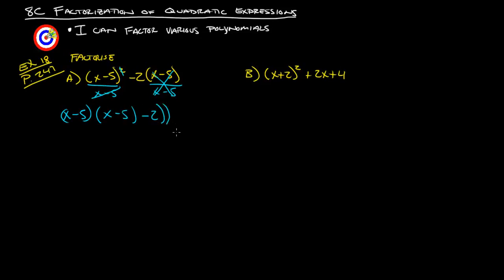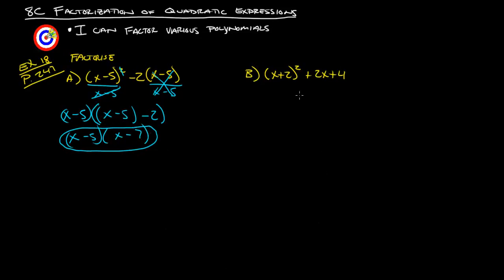Let's see, that's way too many of the wrong brackets there. Oh, there we go. So let's do this. Really we can combine these here. We get x minus 5 times x minus 5 and minus 2, which is x minus 7, because these are all in the same parentheses here. That's what we end up with for this one.